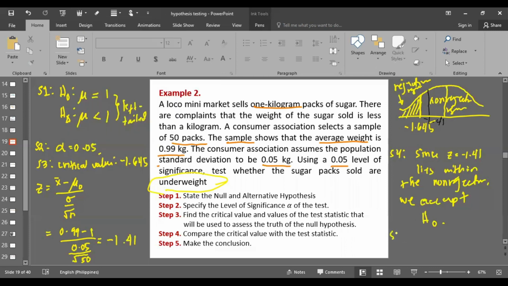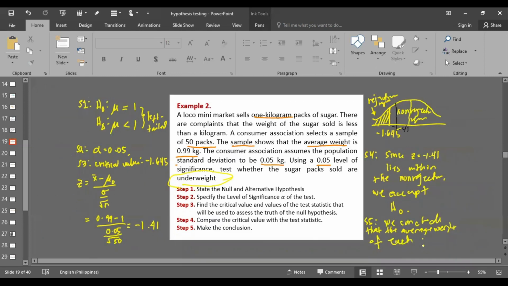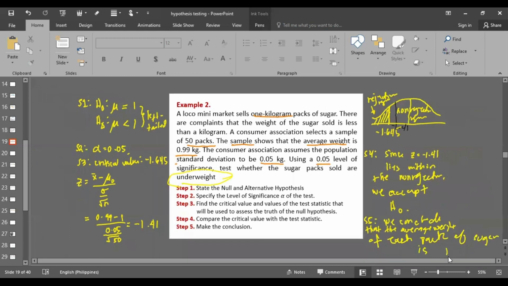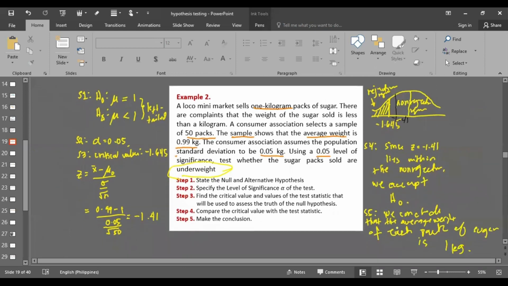Then lastly, for step 5, we conclude that the average weight of each pack of sugar is 1 kilogram. Since hindi natin ni-reject si null hypothesis, since inaccept natin si null hypothesis, papaniwalaan natin si null hypothesis.